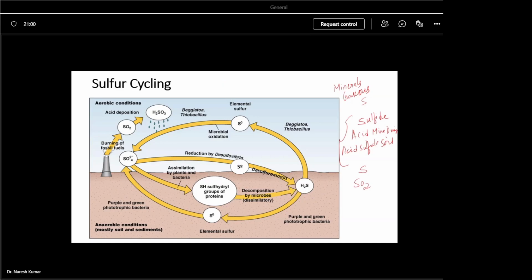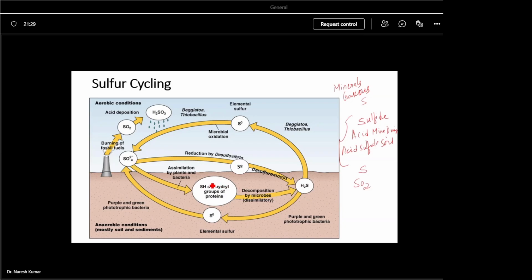Anaerobic means when there is no presence of oxygen, strict absence of oxygen. Even slight presence of oxygen will kill these bacteria. So these anaerobic bacteria will not be able to survive. This sulfate is taken up by plants and bacteria, and then it becomes part of the sulfhydryl group that is there in the proteins. Like what we have seen in terms of phosphate and nitrogen, sulfur is also a very key element in organisms' cellular metabolism.